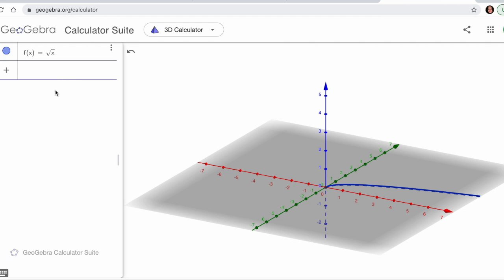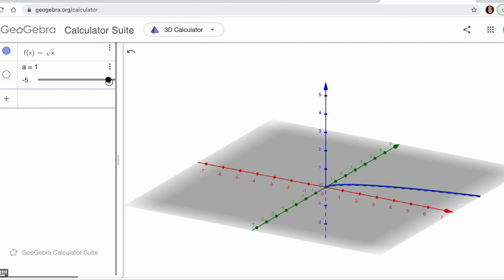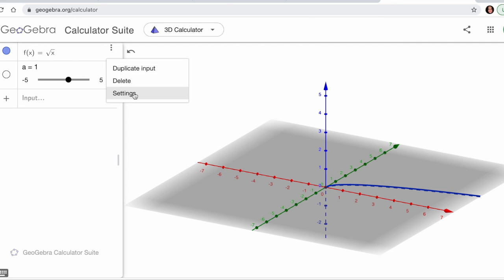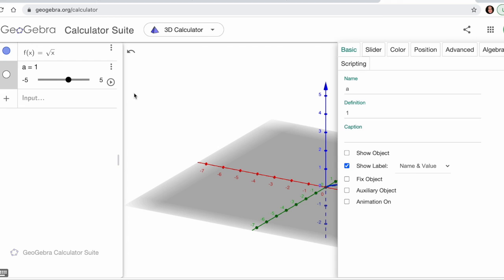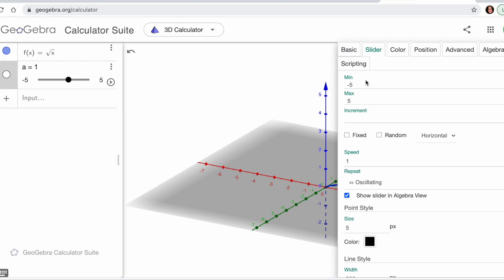The next thing we need to do is define my slider. So I'm just going to hit A and enter, and my slider will pop up. And then I want to make sure I go to settings on my slider, and on the slider tab, I want to tell it that I want to go from 0 to 360 degrees. So I want it to be able to completely rotate one rotation around the x-axis. Then I'm going to hit enter.